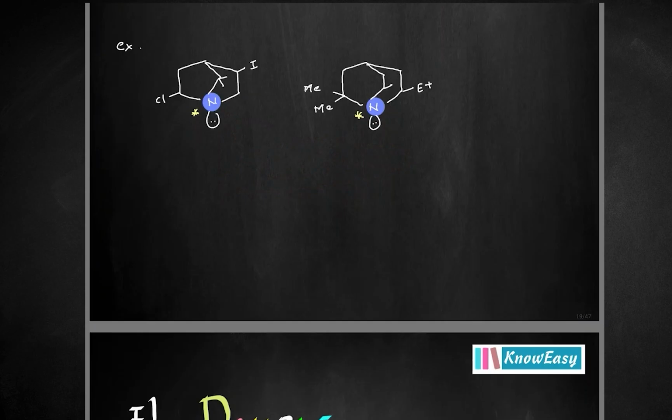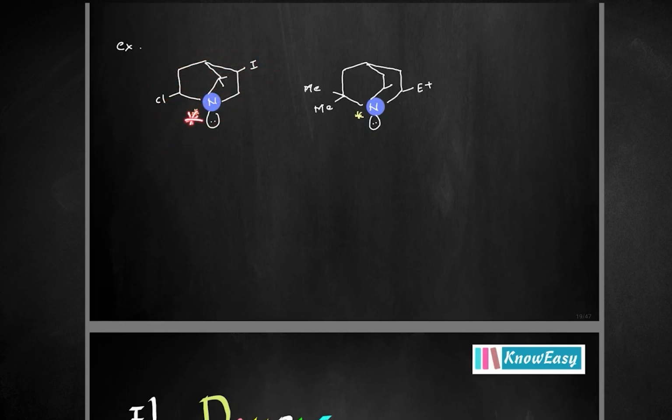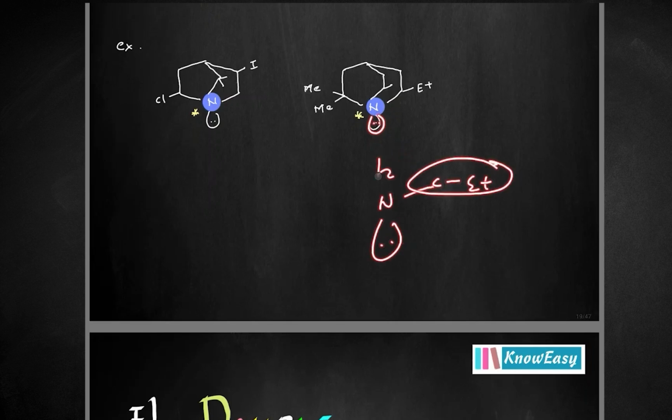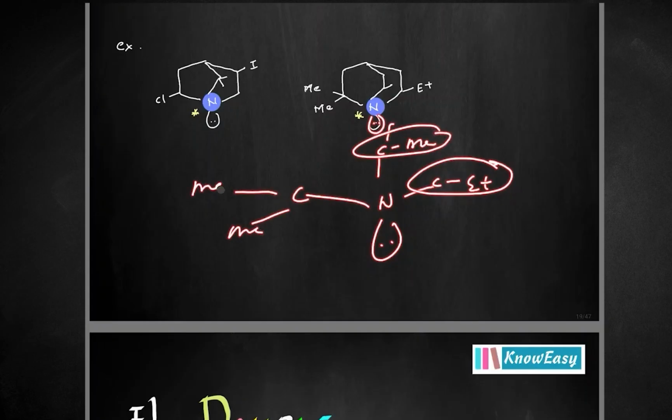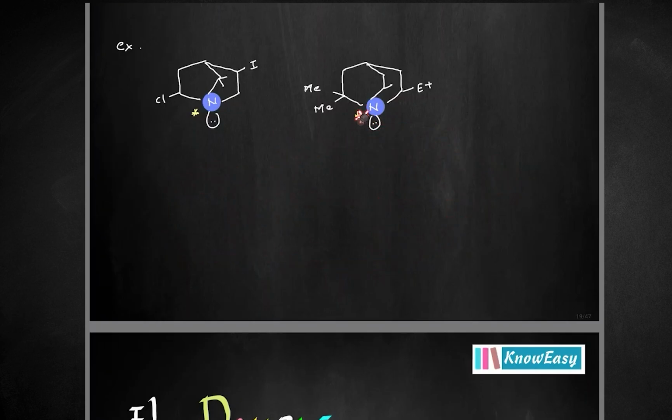Now you only have to check the 4 different groups. So here one is lone pair, one is CH2I, this is methyl methyl, and this is CCl. So 1, 2, 3 and 4, all 4 are different. So this nitrogen is chiral. Got it? Look here. This is nitrogen lone pair, this is carbon ethyl, here carbon methyl, and here carbon methyl methyl. Got it? So all 4 groups are different. So this nitrogen is also a chiral atom. I hope now it is very clear to you.